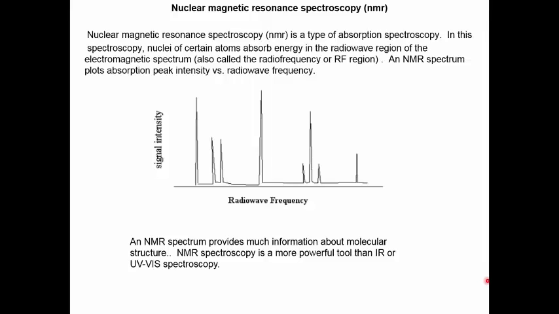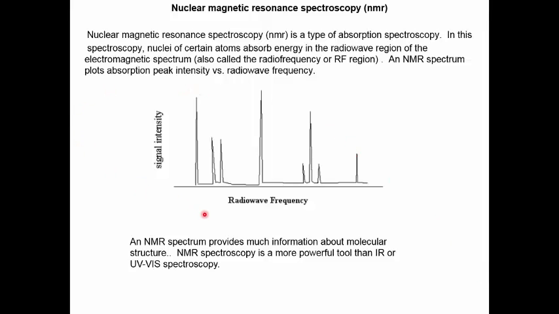In NMR spectroscopy, when RF radiation is absorbed by molecules, what happens is this: the natural spin of the nuclei of certain atoms is affected. Now, we'll have more to say about this later on.